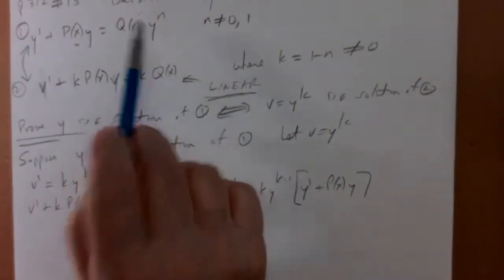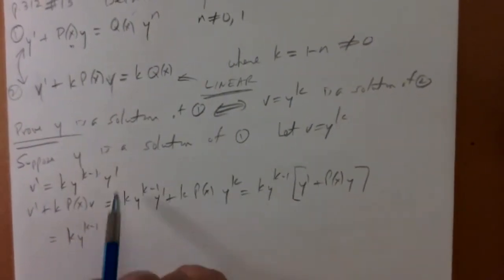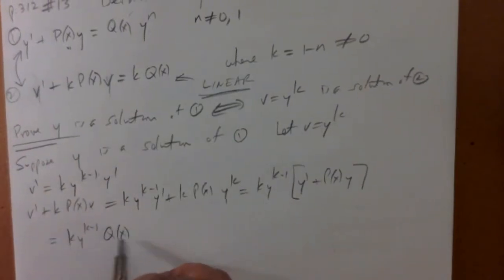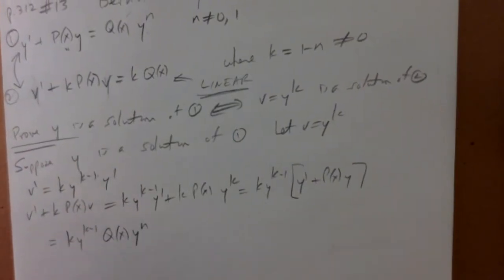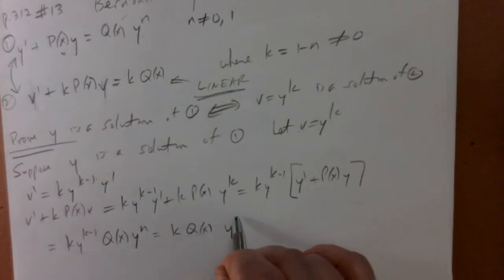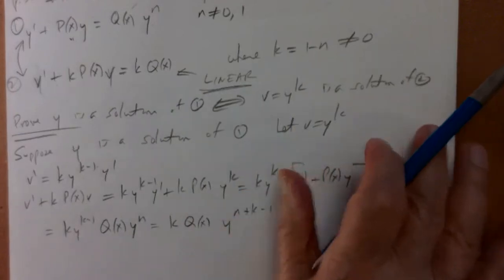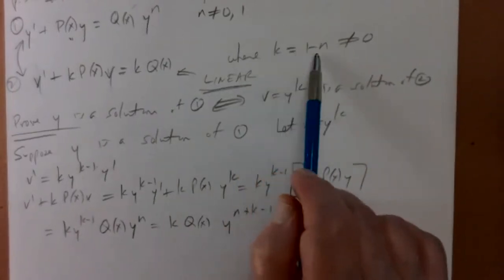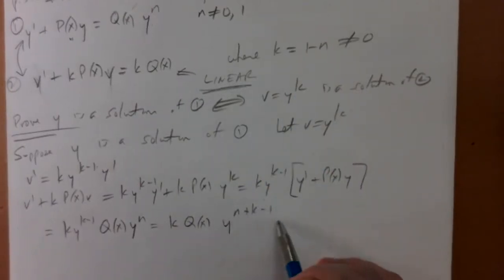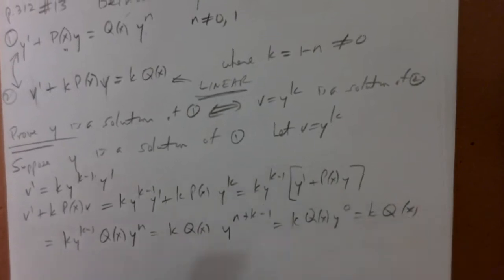But y is the solution of this differential equation. So this is equal to k y to the k minus 1 times q of x y to the n. Which is k q of x y to the n plus k minus 1. But k is 1 minus n. So n plus k minus 1 is 0. This is k q of x y to the 0, which is k q of x.